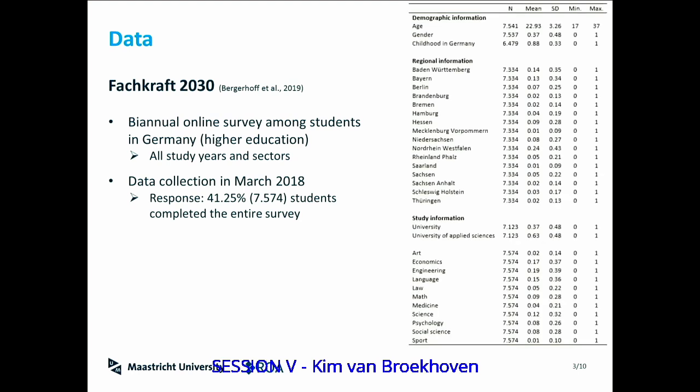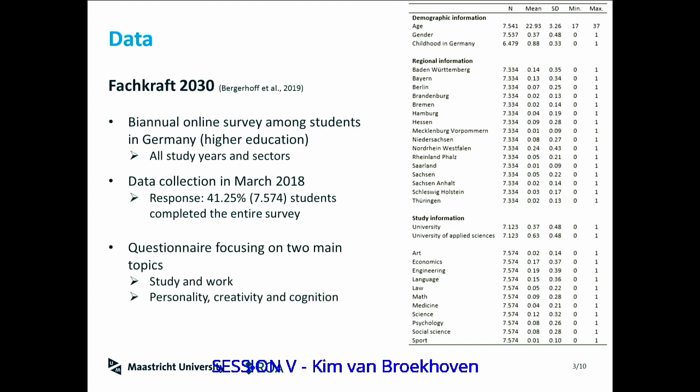To give you an overview, the sample is rather broad. Germany consists of 16 federal states, and all states were in there. Also, when you think about the domain, we're not only engineering students, for example, but you have all domains in there. And then you also have university and University of Applied Sciences, just to give you a little idea what kind of students were in there. The questionnaire focused on 2 main topics: study and work, and personality, creativity, and cognition.